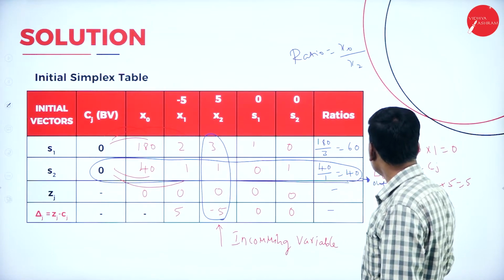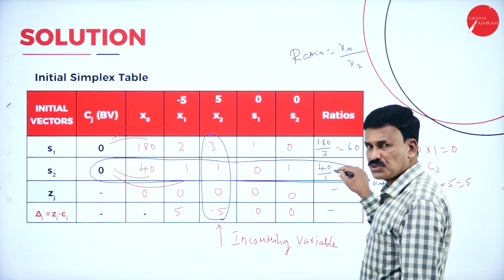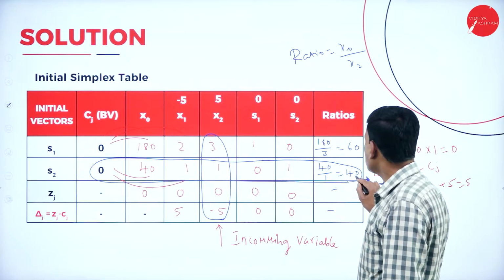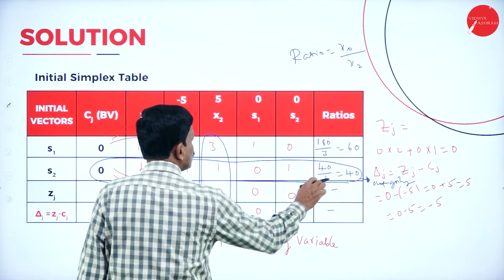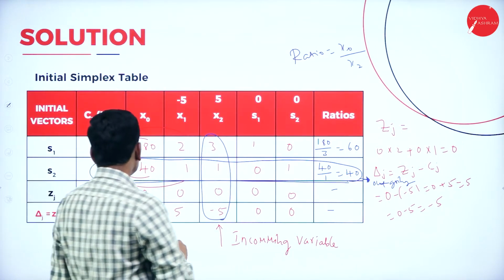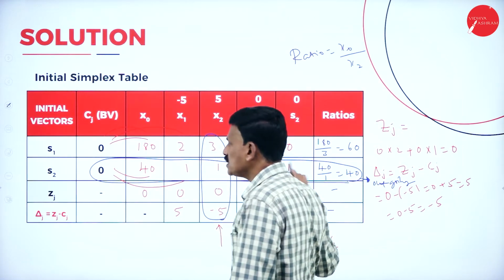Just identify the least positive value in the ratio column. So in the ratio row, in this column, the least value is 40. Now therefore the outgoing variable, so this is the outgoing variable. That means here the incoming variable is x2 and the outgoing variable is s2.